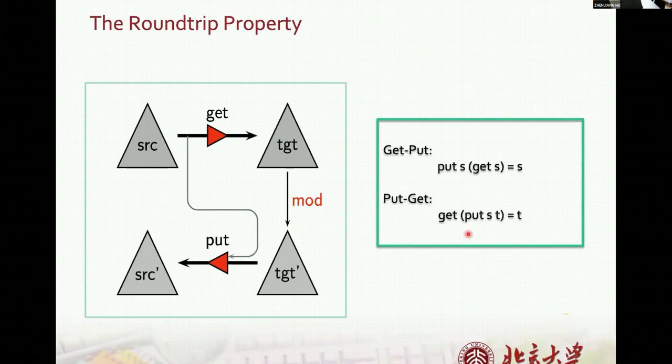Now, how to develop this kind of bidirectional transformation? So what's the challenge here?